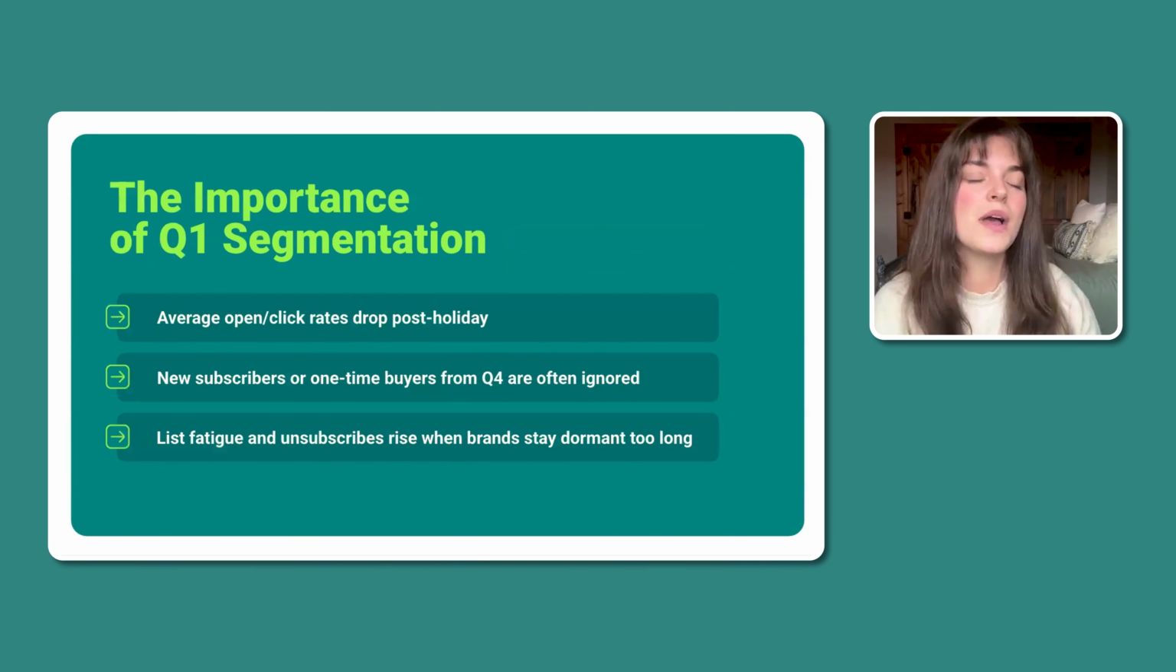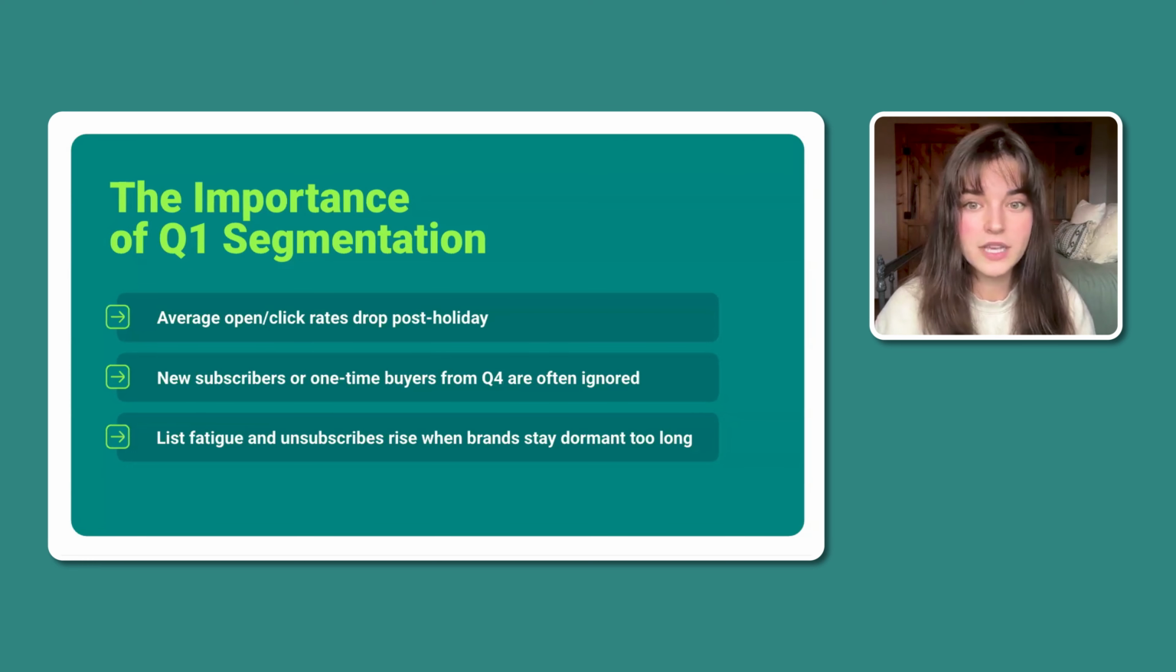All right. So again, the importance of Q1 segmentation. We know that average open and click rates drop in Q1, and so many brands take this as a sign to stop sending altogether because they assume that everyone is burnt out after the holidays. We get it. We understand. This assumption, however, can do more harm than good. These new subscribers that you worked hard to acquire in Q4 are unfortunately going to be ignored.